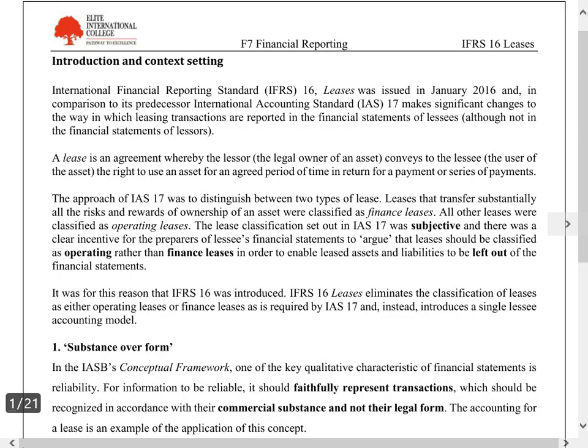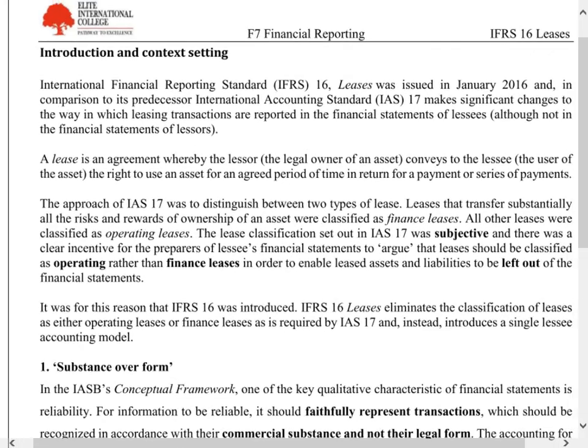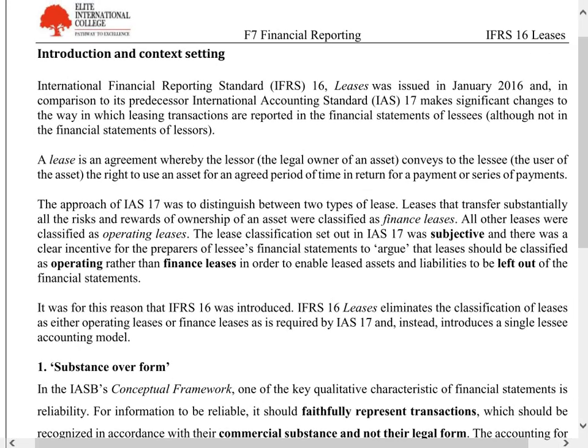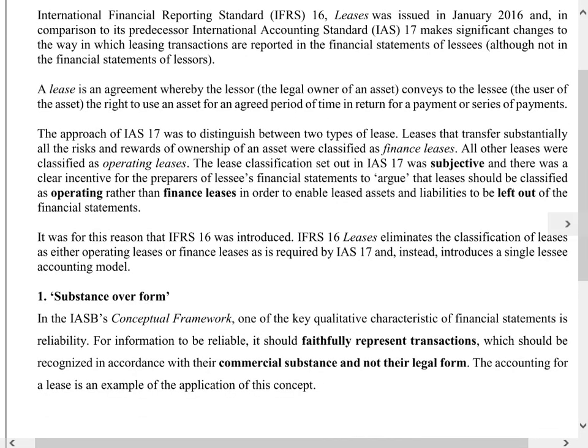Okay, IFRS 16. The old standard is IAS 17. You have to know a little bit of the background first on IAS 17. IAS 17 is about leasing. Leasing is about renting. Lease is rent.